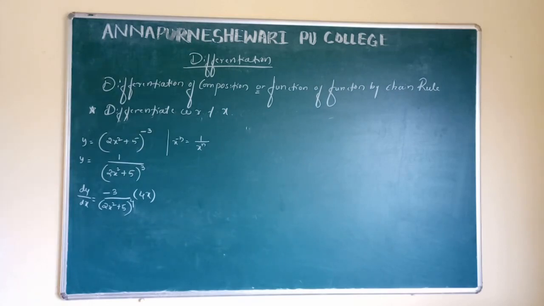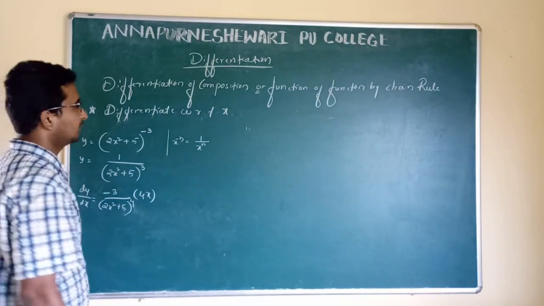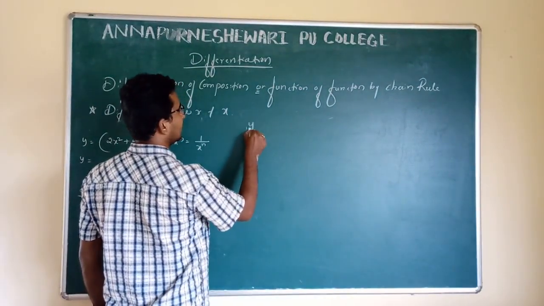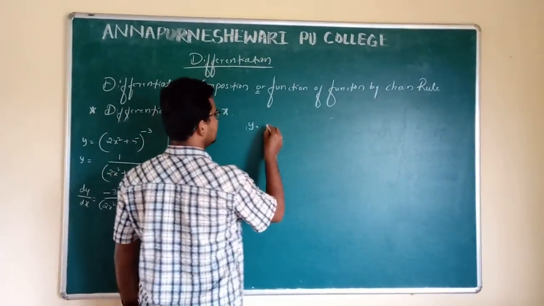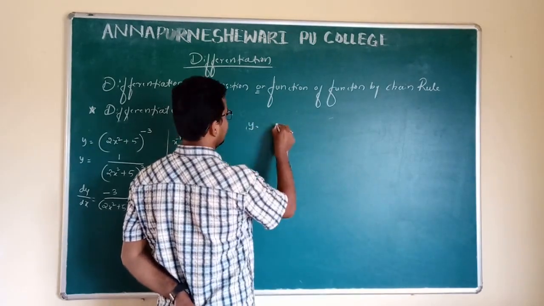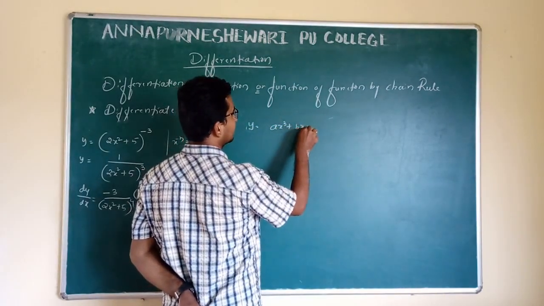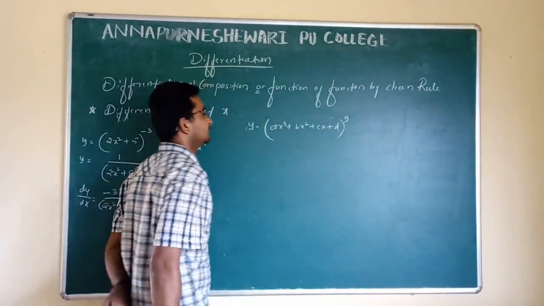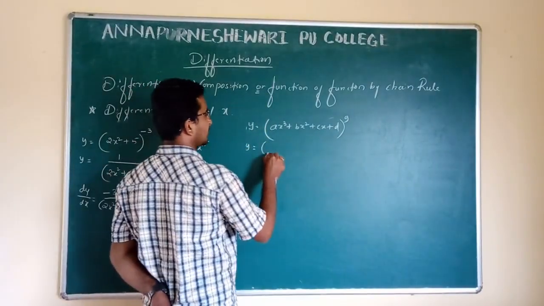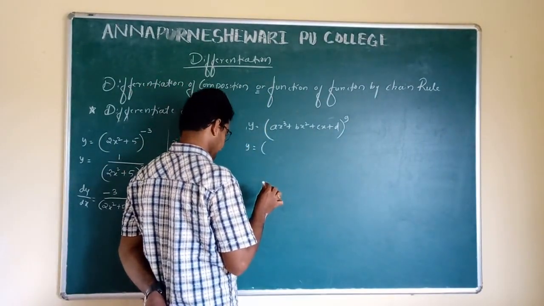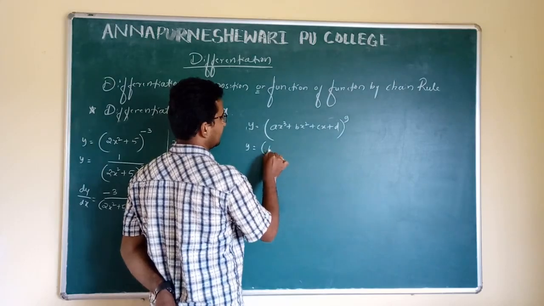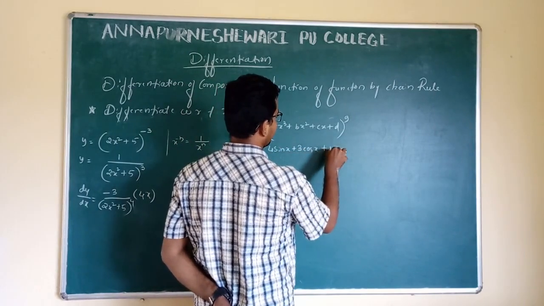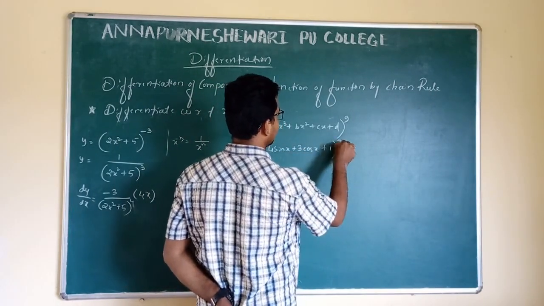So now I will give a few more examples as homework that you have to solve at home and show me. Okay. The first homework example: y equal to ax cube plus bx square plus cx plus d whole raised to 9. Another one: y equal to 4 sin x plus 3 cos x plus 1 whole raised to 3.